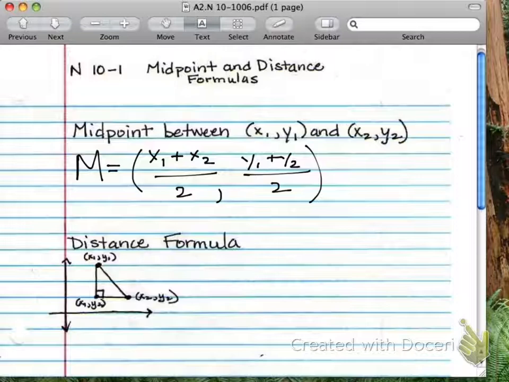So now here's the deal. It gives you a set of coordinates, an ordered pair. Let me ask you a question. Does it matter if it's x1 plus x2 or x2 plus x1? No. Why? Because you're adding. Adding, you can swap it around. It doesn't make any difference.